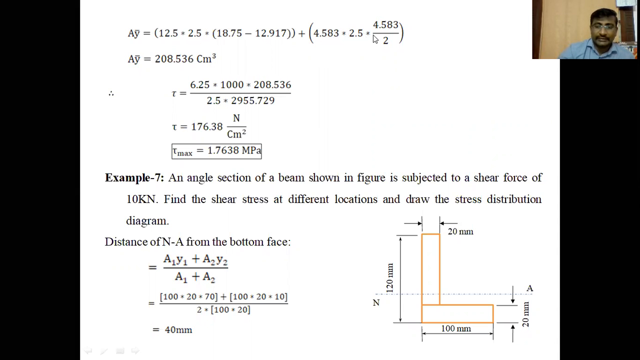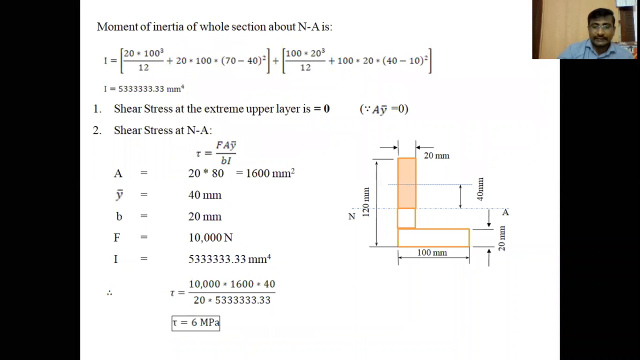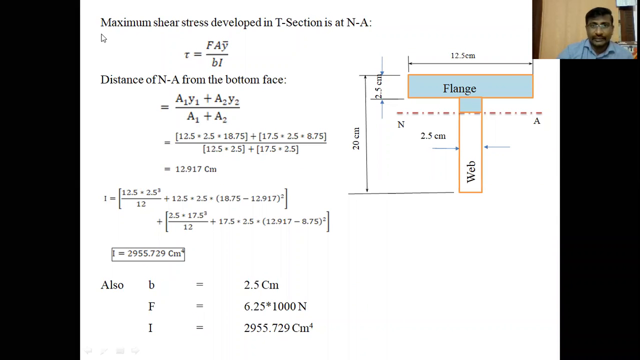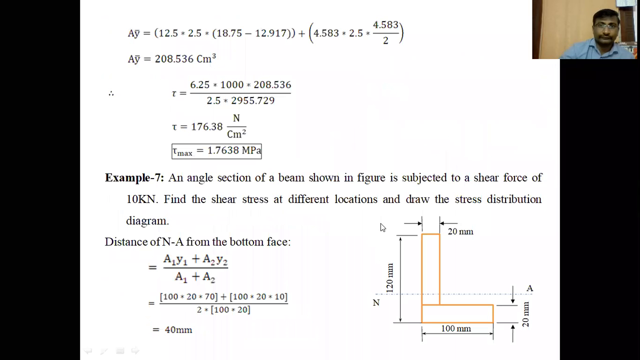Into how much distance? That is the CG of the small portion from the neutral axis. So the center of gravity of the small area from the neutral axis, this distance, is the y2. The total height is 4.583. 4.583 divided by 2 gives the center of gravity of the shaded area of web from the neutral axis. So 4.583 into 2.5 into 4.583 by 2 is the A2 y2. A1 y1 plus A2 y2, then we get the AY bar value of 208.536 centimeter cube.